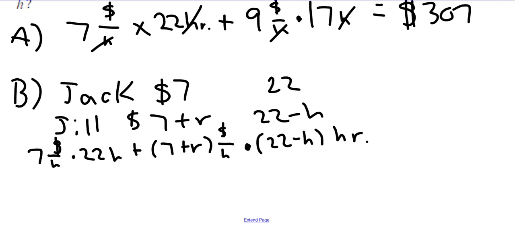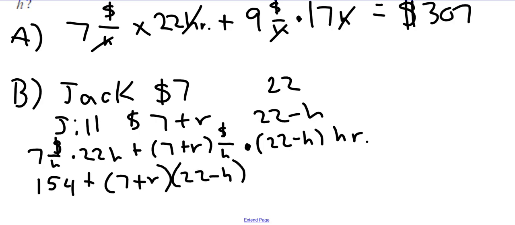Now we can simplify this down a little bit. We can type in 7 times 22, and that gives us 154. And then we're going to have two binomials here, 7 plus R times 22 minus H. That would be how much they would make in terms of R and H for that week.